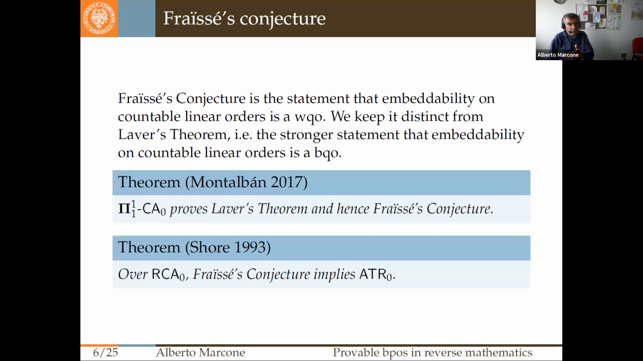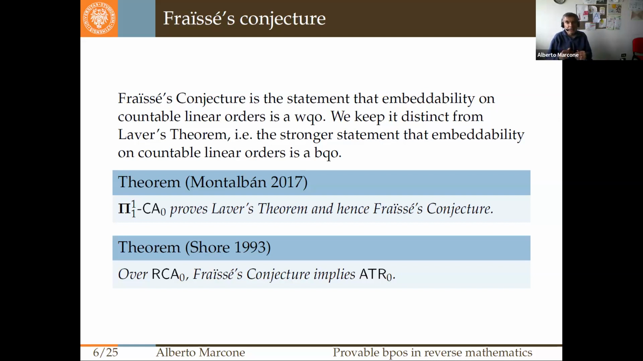The second one involves better partial orders, which I introduce in a few slides. But the point here is that we have no proof of Fraïssé's conjecture without proving Laver's theorem. And from the axiomatic point of view, the best proof of Laver's theorem we have is one given by Antonio Montalbán a few years ago, in 2017, when he showed that pi-1-1 comprehension actually suffices to prove Laver's theorem and also Fraïssé's conjecture. And it's still open what the exact classification of Laver's theorem is. The lower bound is given by a theorem of Richard Shore, 1993, that Fraïssé's conjecture implies ATR naught over the weak base theory RCA naught.